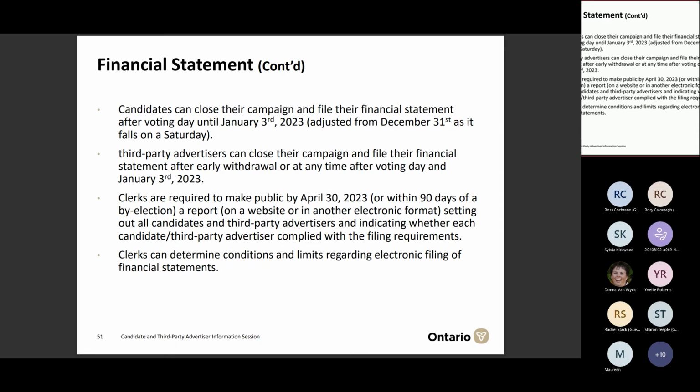Clerks will be required to report whether candidates have met their financial filing obligation and publish that report on the municipal website or in another electronic form. This needs to be done by April 30th in the case of a regular election or within 90 days of a by-election. Next slide, please.